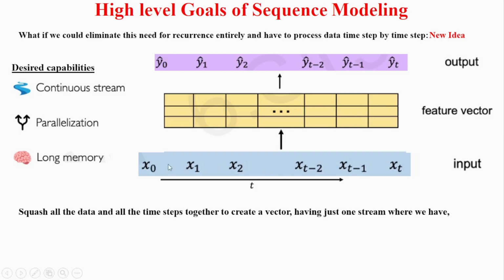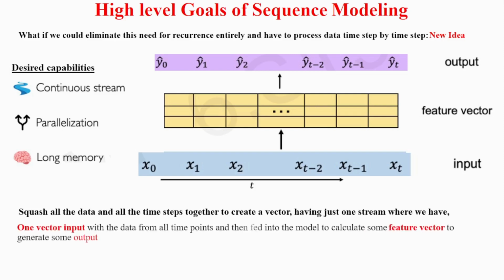If you look, we now have just one vector input, with the data from all time steps, that is then fed into the model. Then it calculates some feature vectors, and then generates some output which hopefully makes sense. And because we squashed all these time steps together, we could simply think about building a feed forward network that could do this computation. With that, we have eliminated the need for recurrence, but we still have an issue. After squashing all the input, it just looks like a simple feed forward network.